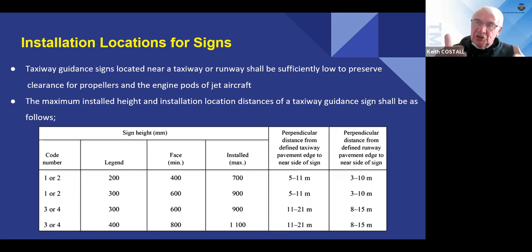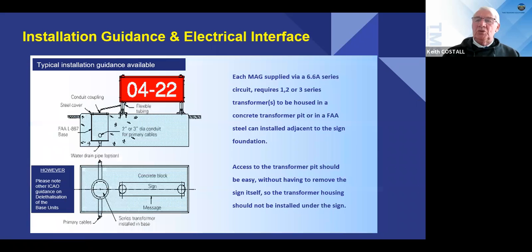So this is where these discussions of sizes in terms of lengths and in terms of whether they should be angled come in, so that some of the jet blast can be deflected, and there is less potential damage to the guidance sign. On the side of the runway, there are again some different figures. Code 3, 4, 8 to 15 meters, whereas on the taxiway itself, 11 to 21 meters. So there's the criteria as currently available in Annex 14.